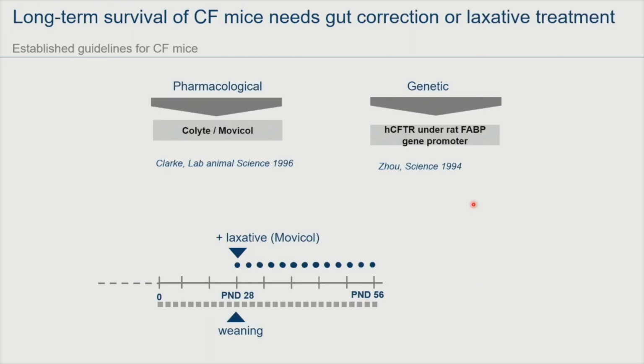So next, with the intention to characterize the line at the adult stage, we start laxative treatment. And you probably know that for CF mice, we have established guidelines for gut correction because the long-term survival of CF mice needs the gut correction or laxative treatment. So we apply this protocol and we treat the animals with Movicol, starting from weaning.